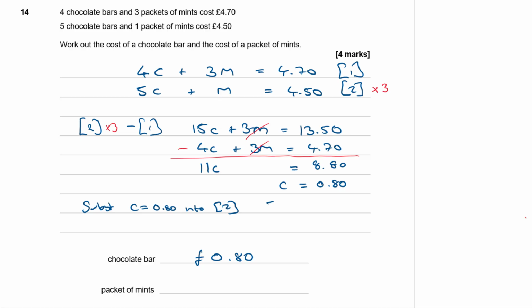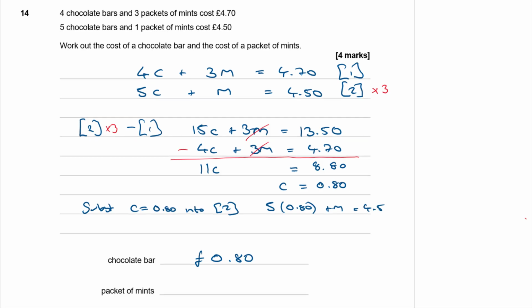So then 5c, which is actually 5 lots of 80 pence, plus m is equal to £4.50. So 5 lots of 80p is £4, isn't it? It's £4. So 4 plus m equals £4.50. So then mints must be 50p, mustn't they? Okay, so mints are 50p.